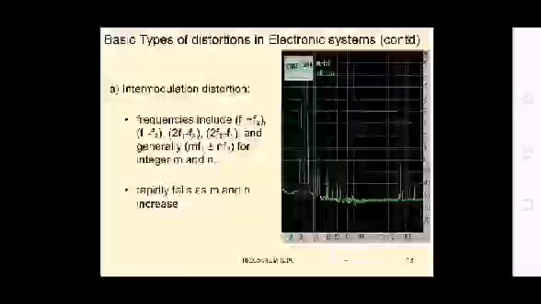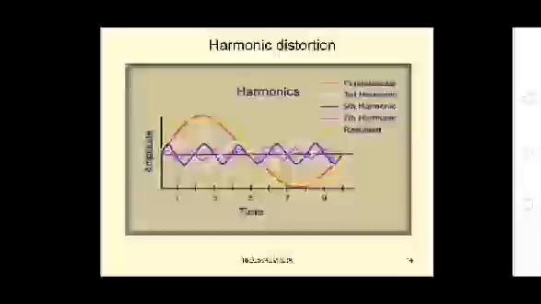So this we are calling intermodulation distortion. Different frequency components are applied at the same time to the input, and we are not getting the same at the output, we are getting different frequency components at the output. That type of distortion we are calling intermodulation distortion. And the second one is harmonic distortion.